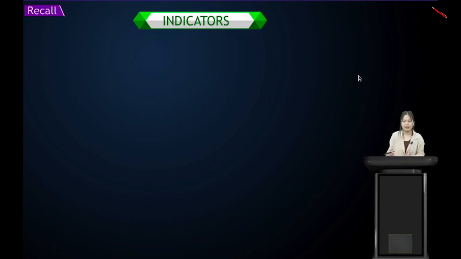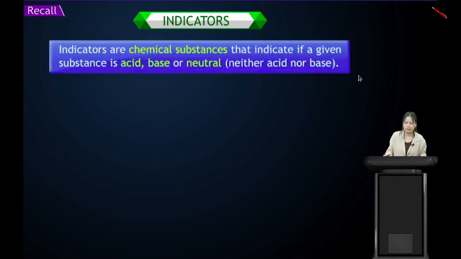So to identify acids and bases which we cannot taste, we use indicators. So what are indicators? Let us see. Indicators are chemical substances that indicate if a given substance is acid, base or neutral. Neutral means neither acid nor base.